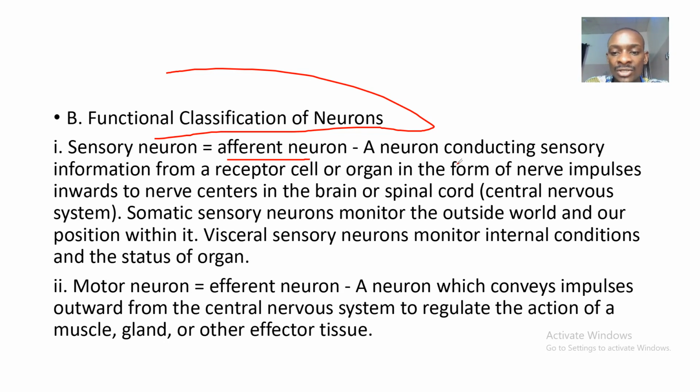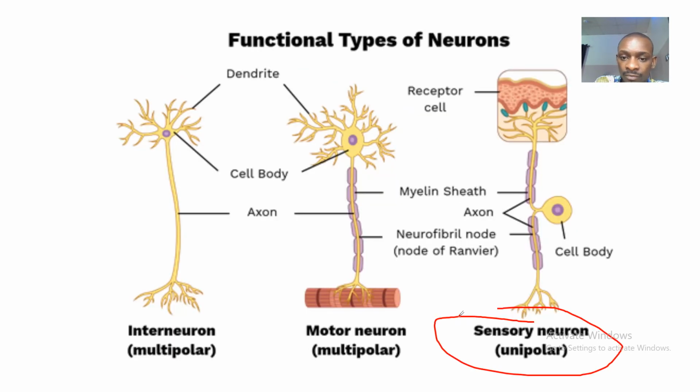So a sensory neuron is a neuron conducting sensory information from a receptor cell or organ, in the form of nerve impulses, toward the nerve centers in the brain or spinal cord. Somatic sensory neurons monitor the outside world and our position within it, and the visceral sensory neurons monitor internal conditions and the status of the organs. Then the motor neurons are the efferent neurons, taking information away from the CNS. A motor neuron conveys impulses outward from the central nervous system to regulate the action of a muscle, gland, and other effector tissue.